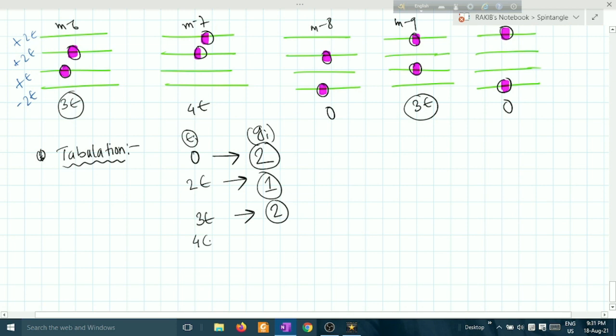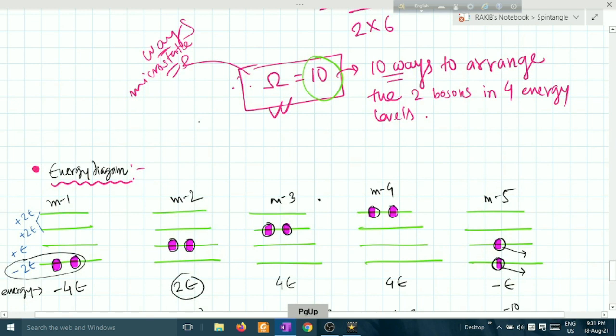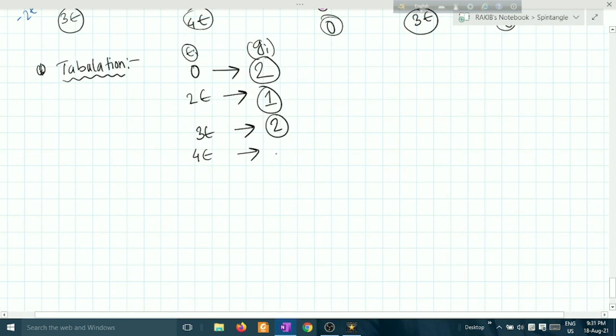4e. How many of them are 4e? This is 4e, this 0 has completed. This is 4e, 1 4e, 2 4e, 3 4e. Okay, these are 3, there are 3 4e's.